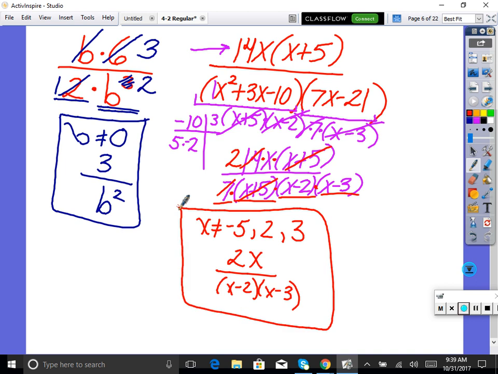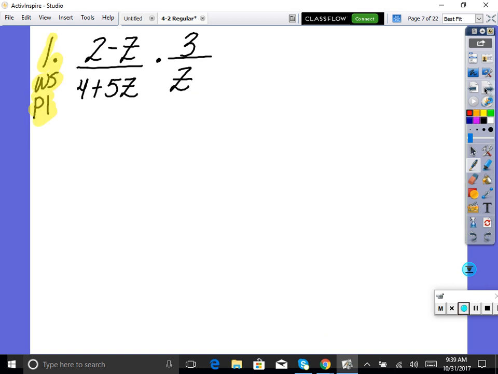Are you guys feeling okay? I cannot quite tell. Okay. Go to the worksheet now. Let's start doing some examples off the worksheet. Number 1. Here we go.